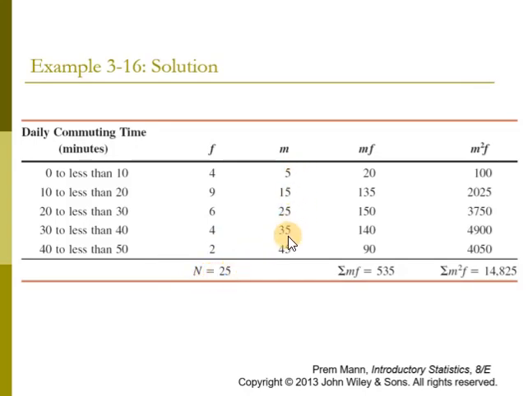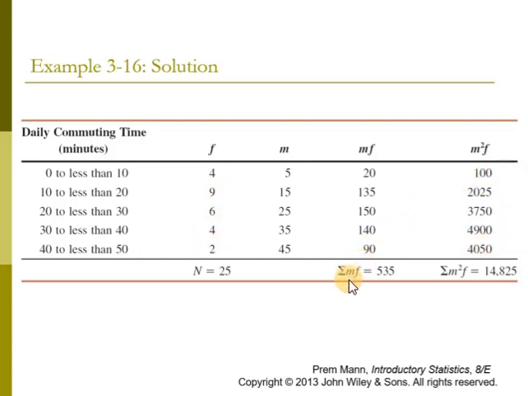This is the midpoint. So 0 to less than 10 is 5, and 10 to less than 20 is 15. M multiplied by f here, 4 times 5, you get 20. And then get the m squared f. Here you have to square the midpoint first: 5 times 5, and then multiply by the frequency 4, and you will get 100. Do the same for the rest of the classes.